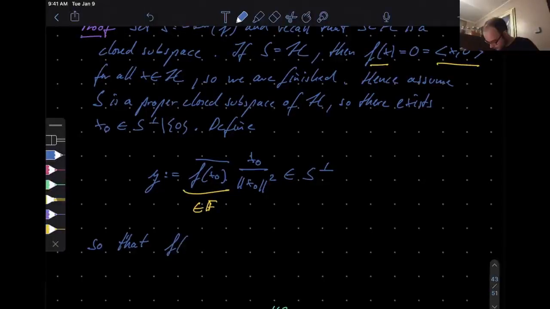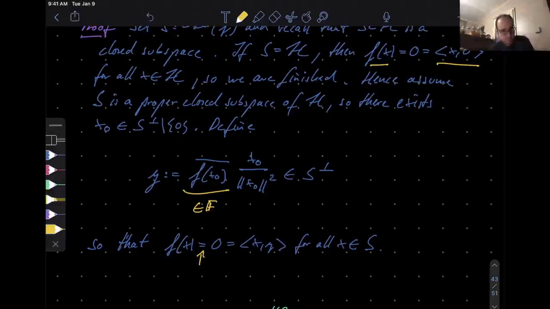Define this so that f of x is equal to 0 is equal to the inner product of x and y for all x in S, right? So why is this? Well, the first equality is because S is the kernel of f, so that will be sent to 0. And the second equality is because of the definition of the orthogonal complement. y is a vector in the orthogonal complement. That means it is orthogonal to everything in S. And that's precisely what's written there. So this is true.